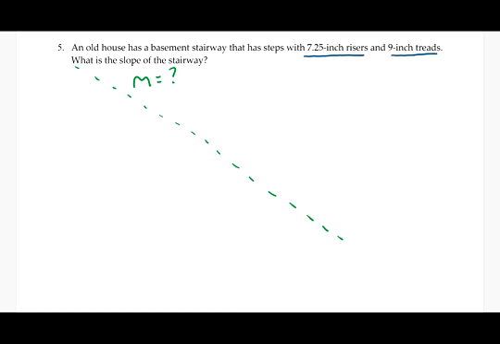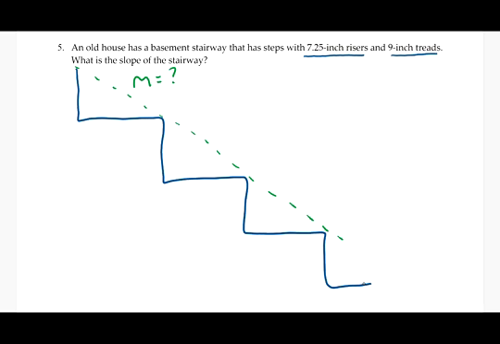I should probably draw it so it's a little bit more in line with that dotted line. So our steps are doing something like this. Now, we're given that the vertical distance is 7.25 inches. You know what, actually we could leave it like this. 7.25 inches. So that would be this distance, or the height of the step, and 9-inch tread. So this here is 9.